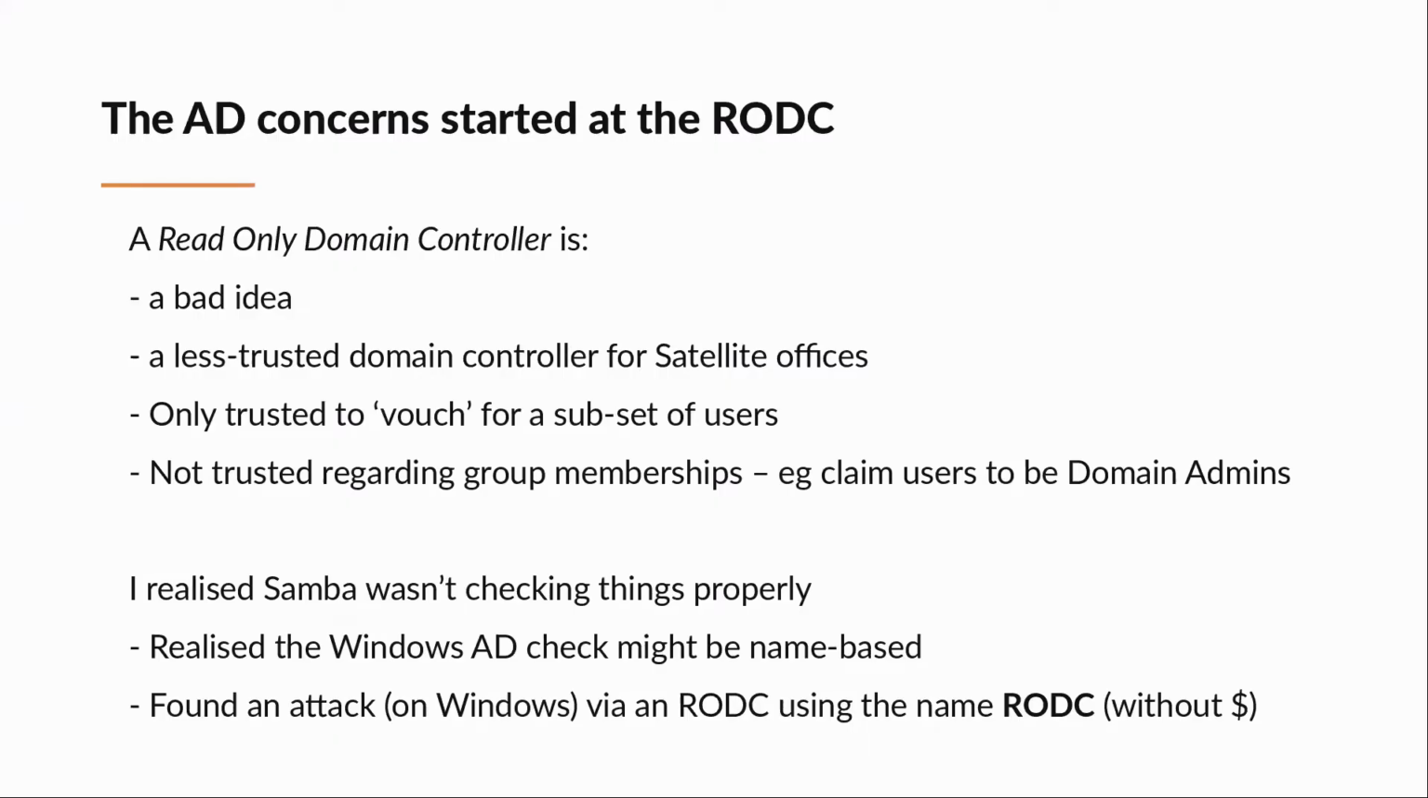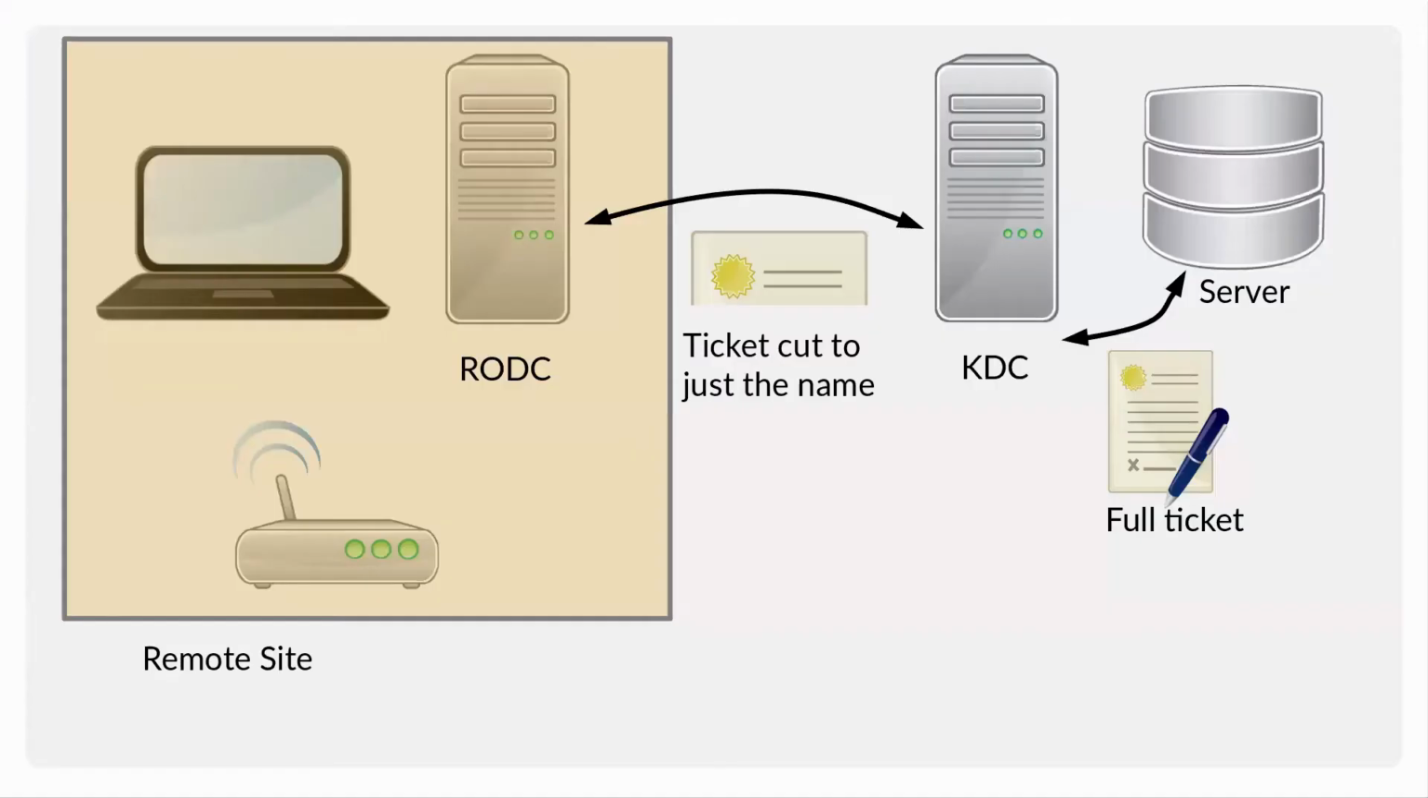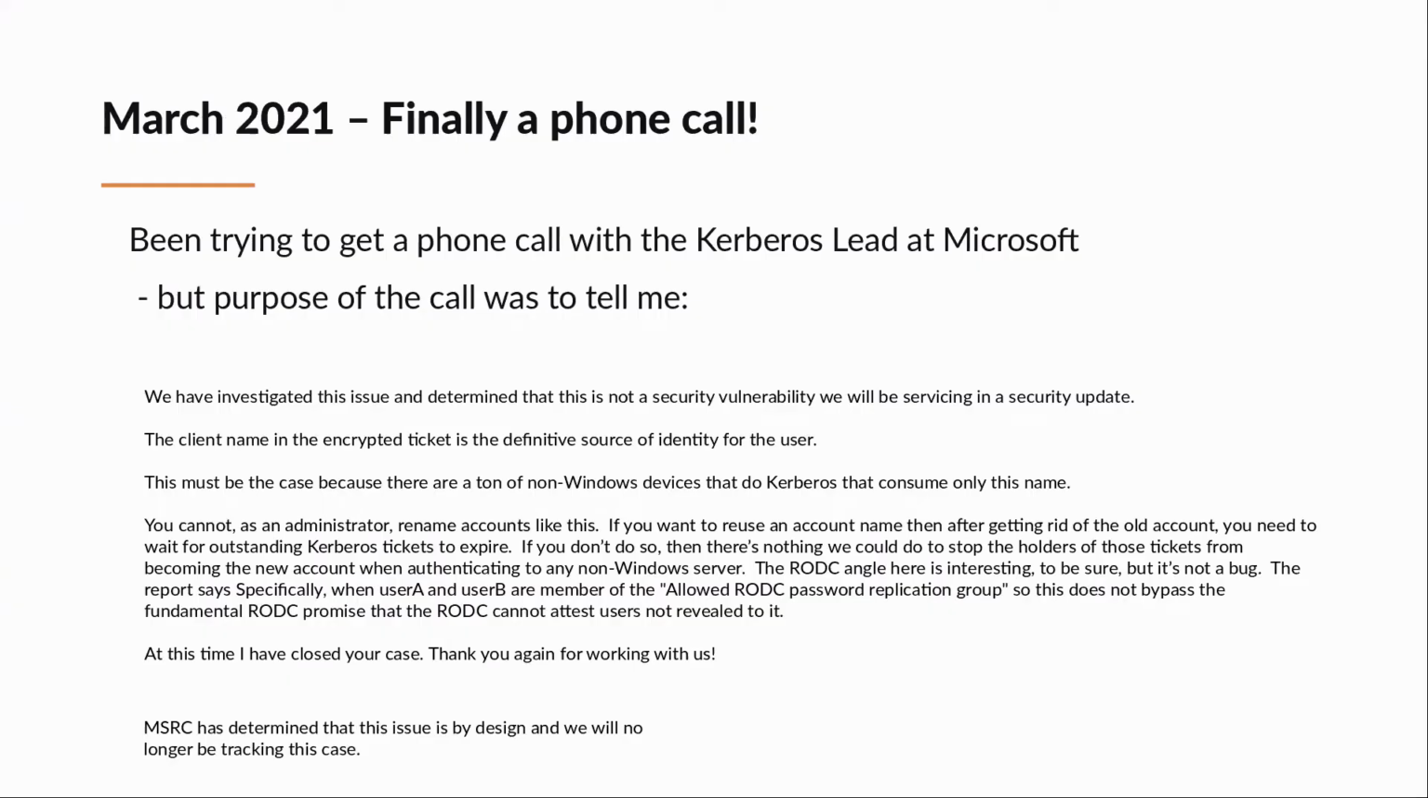And so I was able to show that I could get a connection as the RODC, and that therefore, in theory, I could just download passwords and things. But it was all a bit messy, and I got my phone call. And basically they come on the line and say, look, Kerberos is a name-based protocol. Don't do silly renames like that. And afterwards, I got the emails back with much the same things, saying thank you for your time.